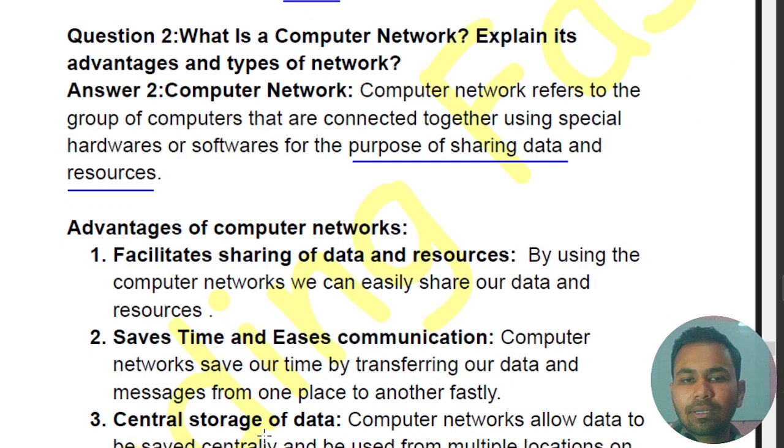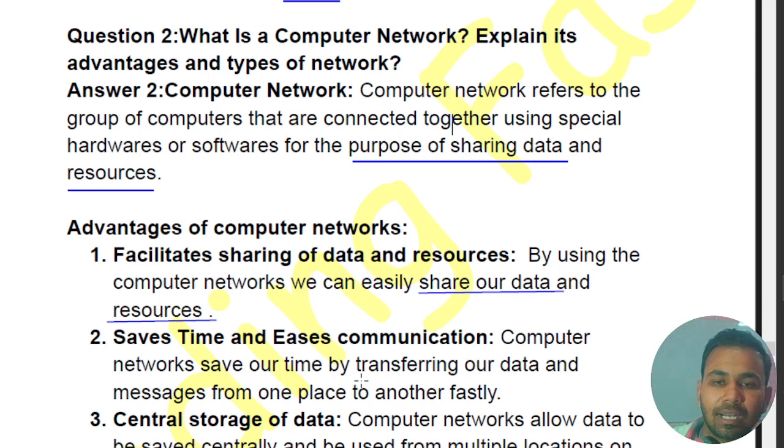Advantages of a computer network: it facilitates sharing of data and resources, which we have seen earlier. By using the computer network, we can easily share our data from one place to another, and our resources also. Suppose I want to share a printer among the network, or a video capturing device over the network, I can share that. Second is saves time and eases communication. A computer network saves your time by transferring data and messages from one place to another quickly, in a very short span of time, and it saves our time in communication.